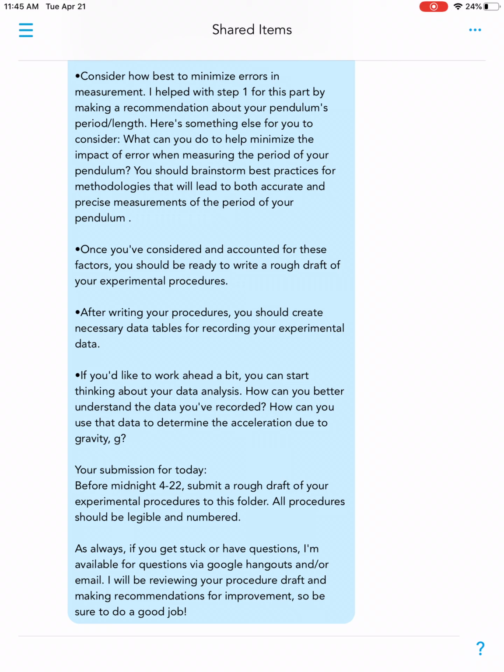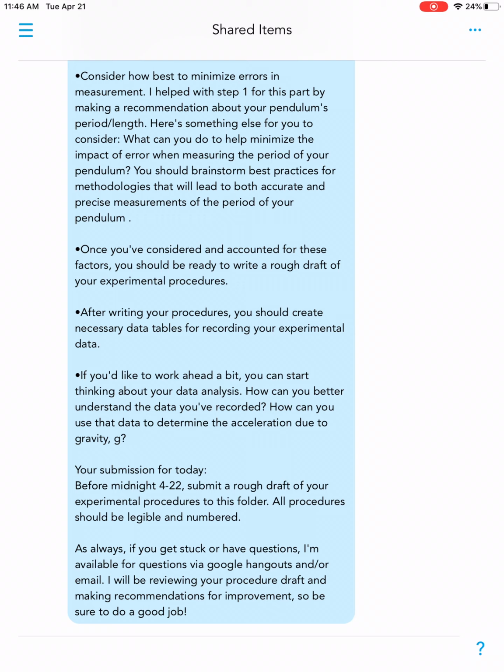Once you've considered those factors, you should be able to write a rough draft. This rough draft should be, again, experimental procedures. Step 1, I'm going to make sure that my pendulum is secure, and I'm going to measure the length of the pendulum. Step 2, I'm going to pull it back and release it. Step 3, etc. So I kind of got you guys started there, but I want you to make sure that you're writing these procedures in such a way that somebody who is in a physics class could follow them, because you're going to be following them in the coming days, and I want to make sure you do a good job. All right.